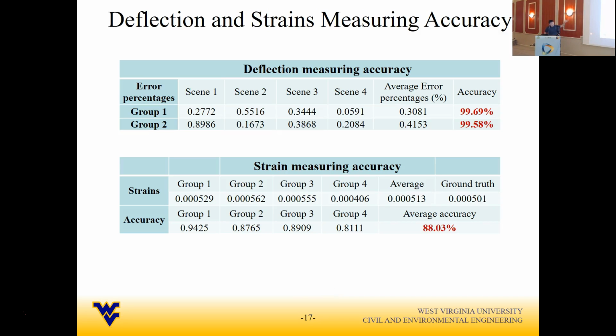This slide shows the numerical comparison in terms of deflection and strain. Here we could see, in terms of deflection measurements, this technology is satisfactory. The accuracy can be up to 99%. But we have to confess that in terms of strain generation, the accuracy is only about 88%. Still there's room for improvement.